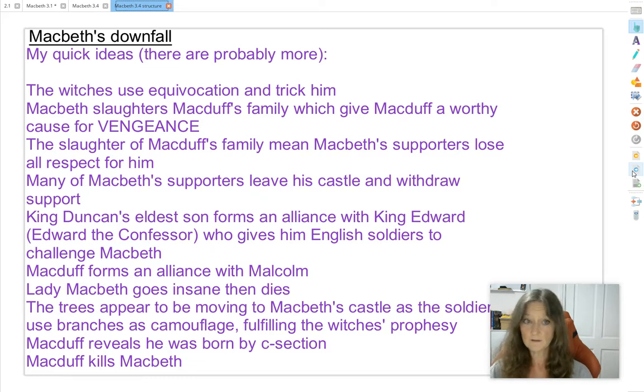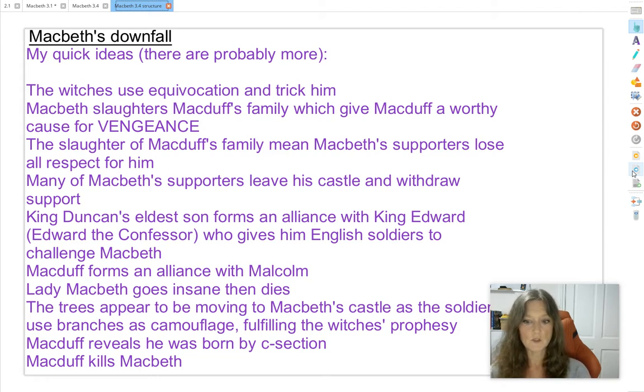Now, meanwhile, in England, King Duncan's eldest son forms an alliance with the King of England, who is King Edward, aka Edward the Confessor. And King Edward provides for Malcolm English soldiers that he can take into battle to challenge Macbeth. So Macbeth doesn't know that that's going on. Remember, he keeps ripping up all the reports that are coming back to him from his spies and people in England. Doesn't want to acknowledge that's going on.